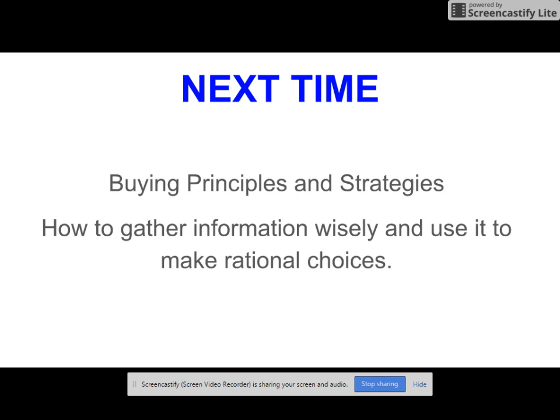That's all for today. Next time, we're going to be looking at buying principles and strategies. That's how to gather information so that you can make your rational choices.